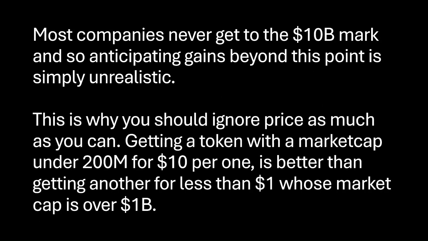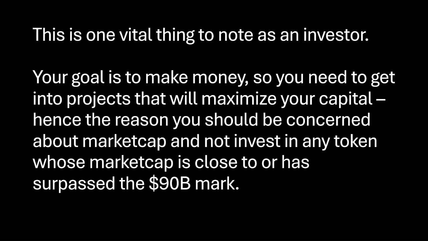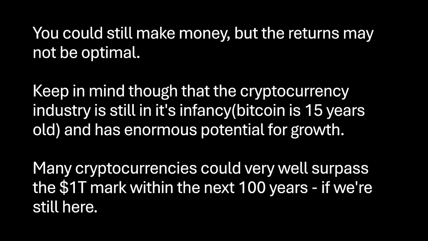This is why you should ignore price as much as you can. Getting a token with a market cap under 200 million for $10 per one is better than getting another for less than $1 whose market cap is over $1 billion. This is one vital thing to note as an investor. Your goal is to make money, so you need to get into projects that will maximize your capital. Hence, the reason you should be concerned about market cap and not invest in any token whose market cap is close to or has surpassed the $90 billion mark. You could still make money, but the returns may not be optimal.